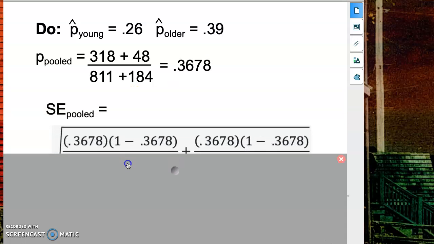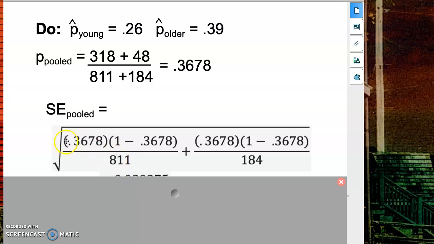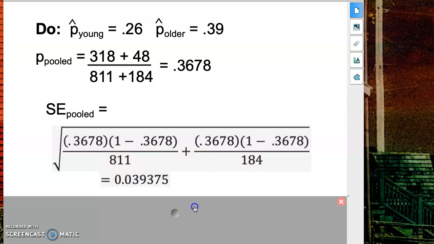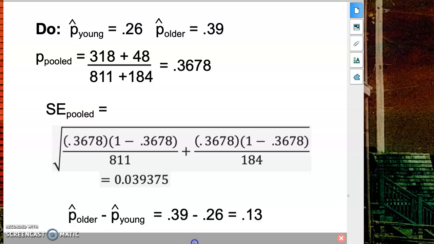Standard error looks like this. So note we use the 0.3678, 1 minus 0.3678 for both numerators, and then the denominators are our sample sizes. And that gives us this number 0.039375. And our difference in our proportions is 0.39 minus 0.26, 13%.